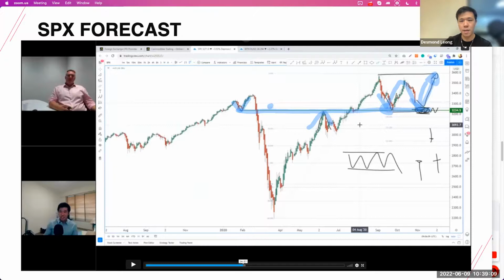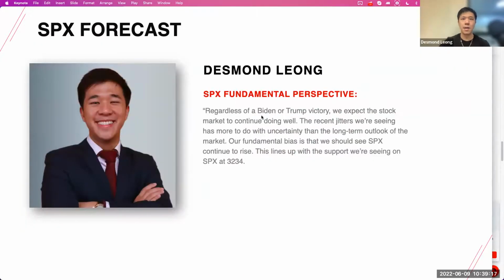Now, this was the technical perspective that price is going to go up. How did we combine fundamental analysis with this? Very simple. Regardless of a Biden or Trump victory, we expect the stock market to continue to do well. Recent jitters we're seeing have more to do with uncertainty than the long-term outlook of the market. Our fundamental bias is that we could see SPX continue to rise.